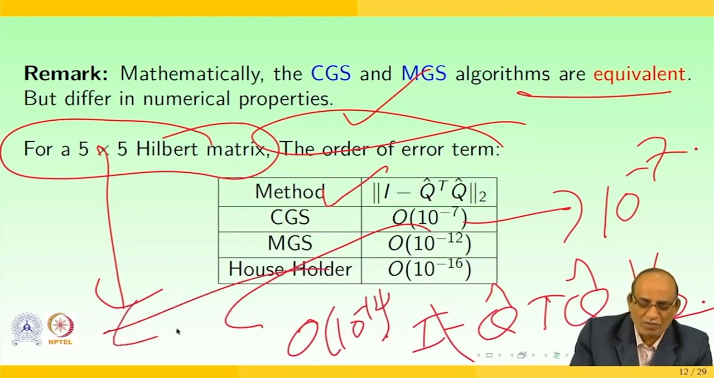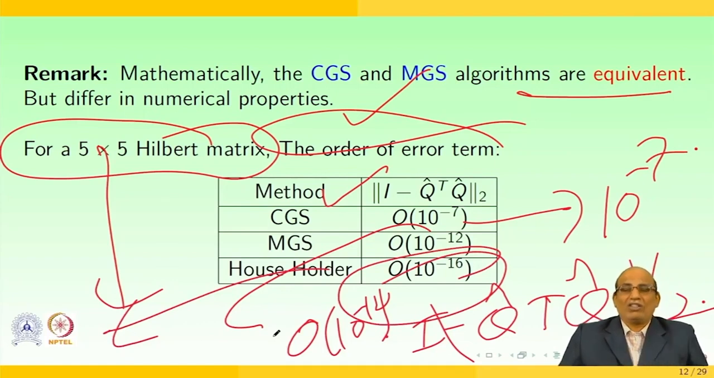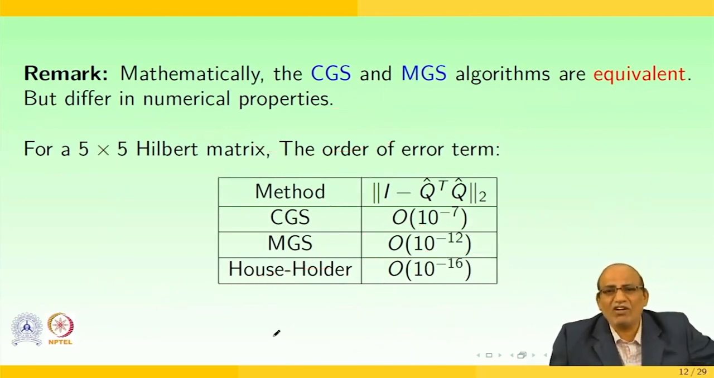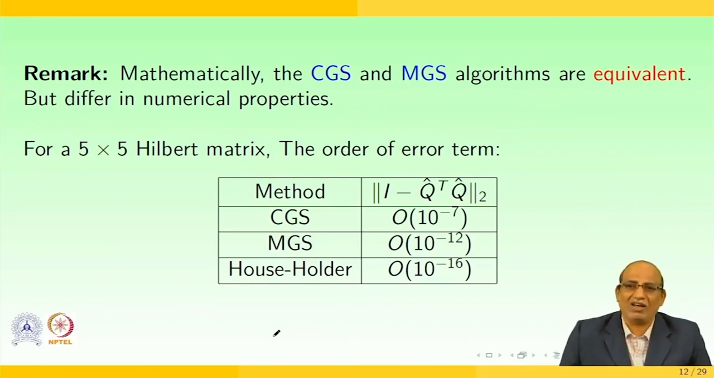And if I go for the Householder method, 10 power minus 6. So the idea is, when you are trying to compute the numerical stability, the lesser the error, the better the approximation. Therefore, by using this example, we can conclude that the MGS method is much better than the CGS method, and the Householder method is much better than both CGS and MGS methods. So one should be very careful about numerical stability, and for that we need to compute the error approximations.